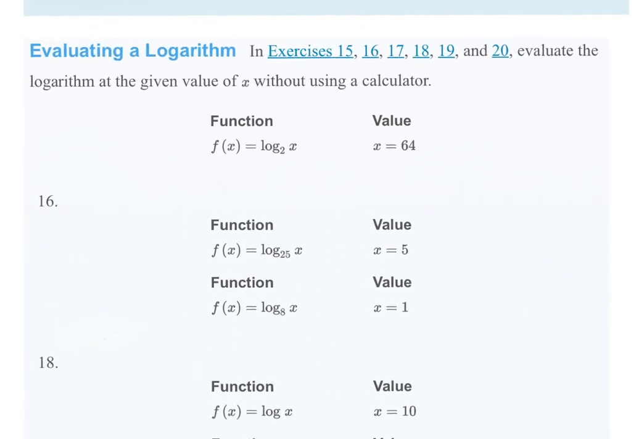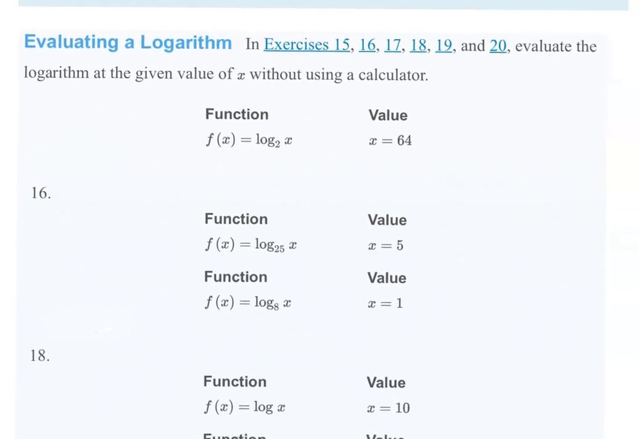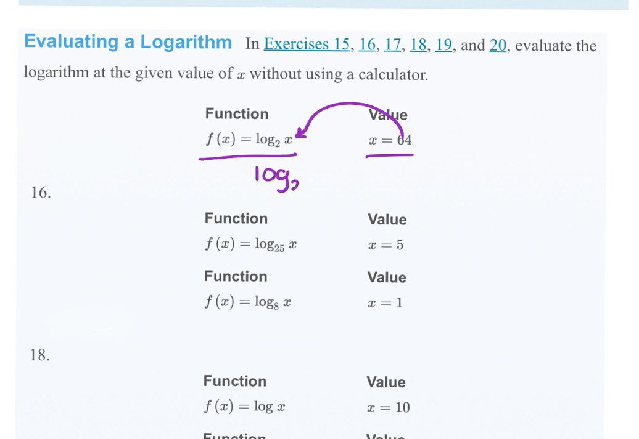For these, the wording on this says to evaluate the log at the given value of x without using your calculator. So for 16, for example, if it says log base 2 of x and then x is 64, this goes into the x. So I'm finding log base 2 of 64. Don't let the wording on it throw you off. Okay, then you actually would evaluate that. And you're going to do that for each of these.